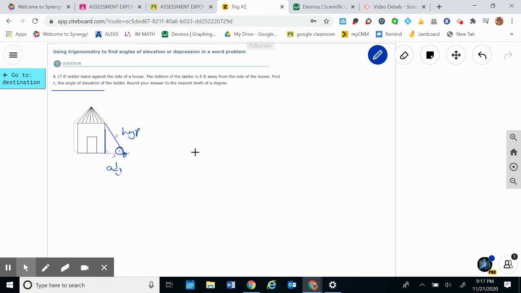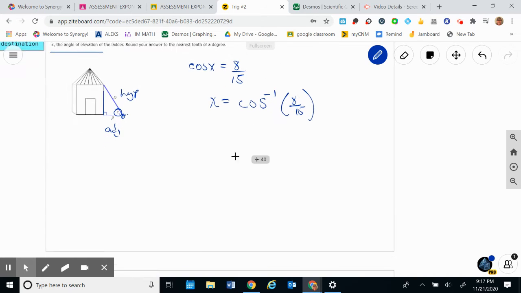They want x. Okay, so again, they have adjacent over hypotenuse. So that is cosine. So cosine of x is equal to 8 over 15. To undo it, we take the cosine inverse of both sides. And that's going to leave us with x is equal to the cosine inverse of 8 over 15. And that's it. So to go from the ratio to the angle, you use this cosine inverse.